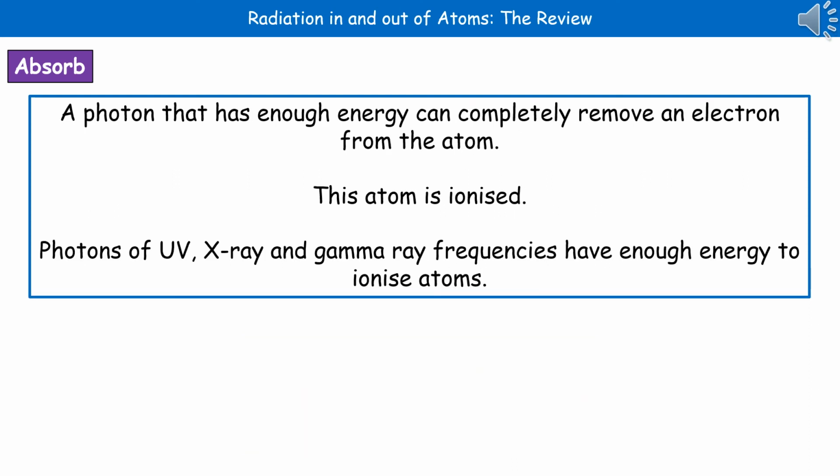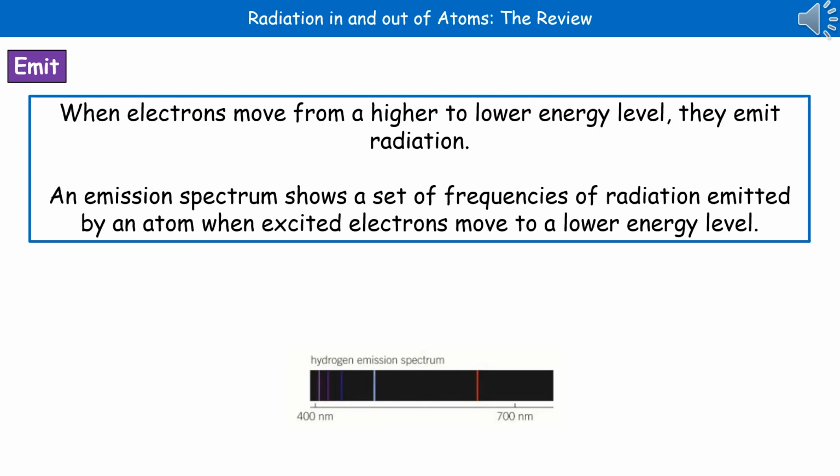If a photon has enough energy, then it can completely remove an electron from the atom, and that means the atom is ionized. So photons of UV, X-ray and gamma ray frequencies have enough energy to ionize those atoms.